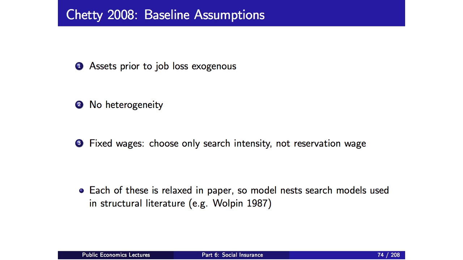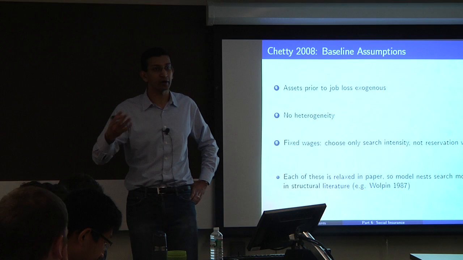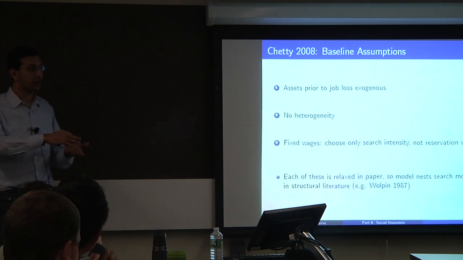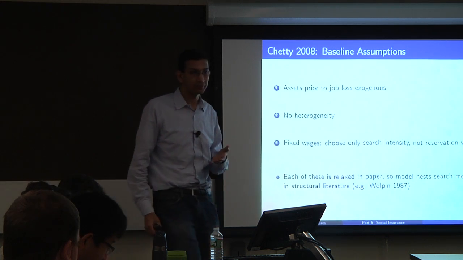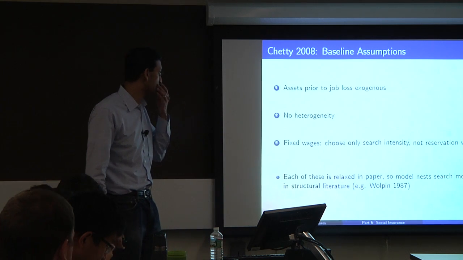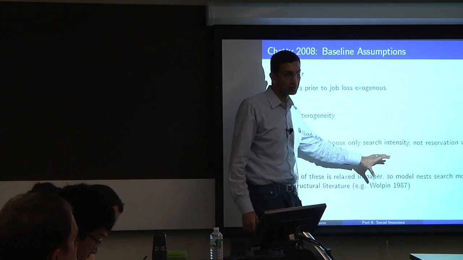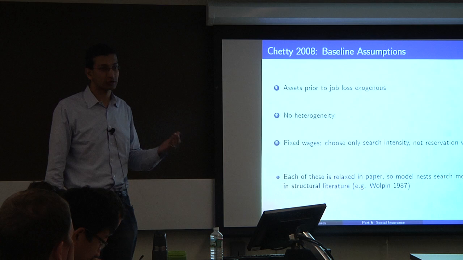And then the third assumption is that we assume wages are fixed. So this is a pure search intensity model where the only way you control when you find a job is by how hard you search. Think of it as how many doors you go knock on to find a job, or how many applications you send out, rather than selecting which job offers you accept, which would be a reservation wage model. It turns out, again, that the formula works in a reservation wage model as well. So the formula we're going to derive works in all of the models that are used in the structural job search literature.